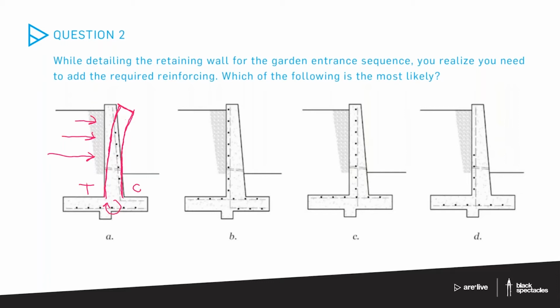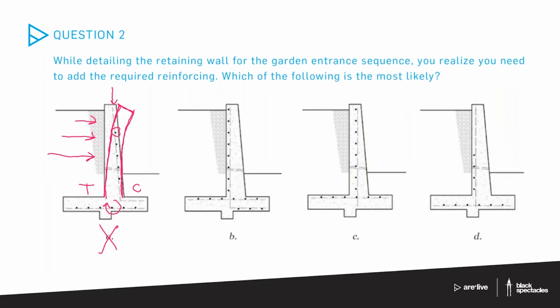So as we look at this, the first one that could immediately be removed is option A, because if we look at our reinforcing in our retaining wall, the vertical portion, we can see that it's on that right-hand side, which is going to be in compression as the load is applied to the wall.